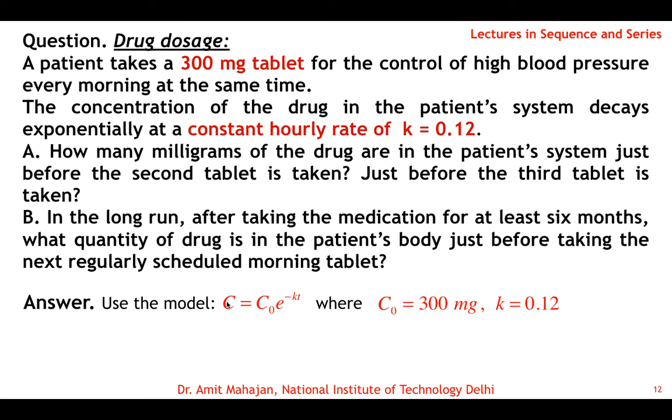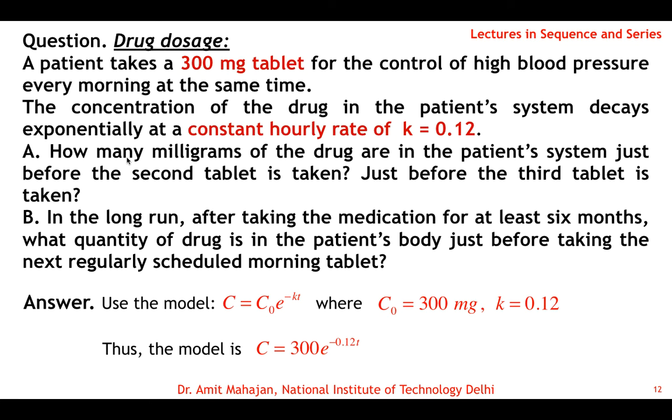So what we have is a model for exponential decay, that is c equals c naught e power minus kt. Note the negative sign with k positive, which makes sure that with time growing this decays exponentially, and c naught is the initial value. That means when t is 0, c is c naught. So immediately you can see that c naught is 300 mg, the initial value, and k is the rate of decay, so k is 0.12. So the formula can be written as 300 e power minus 0.12 t, where t is in hours.